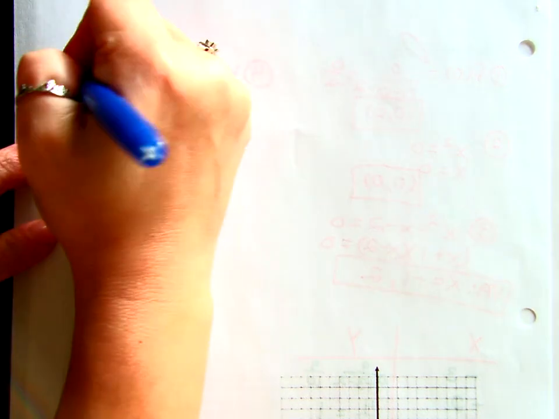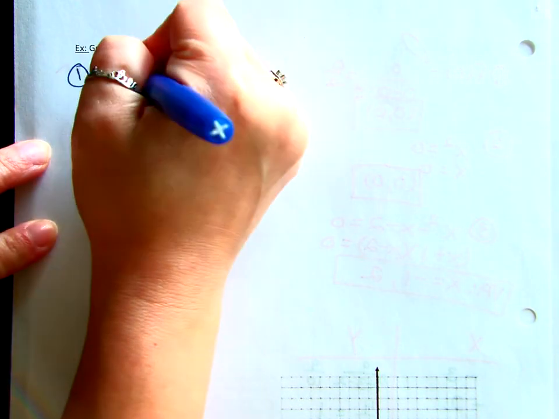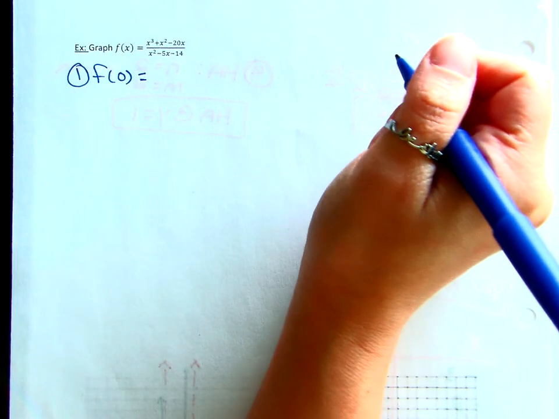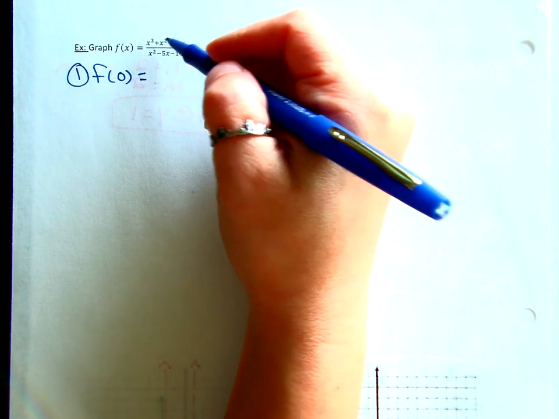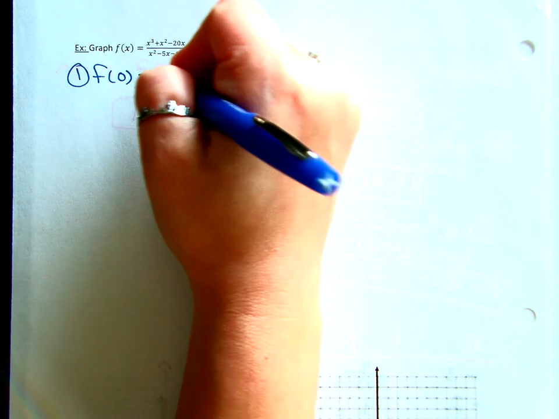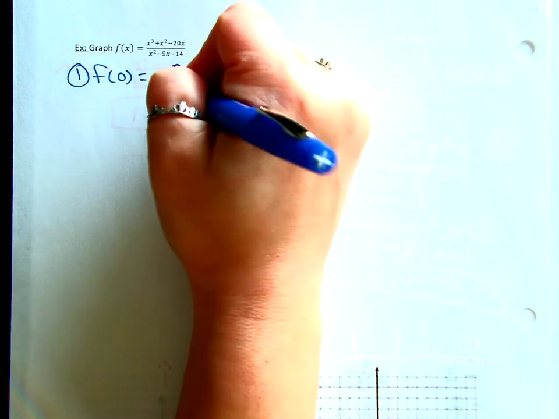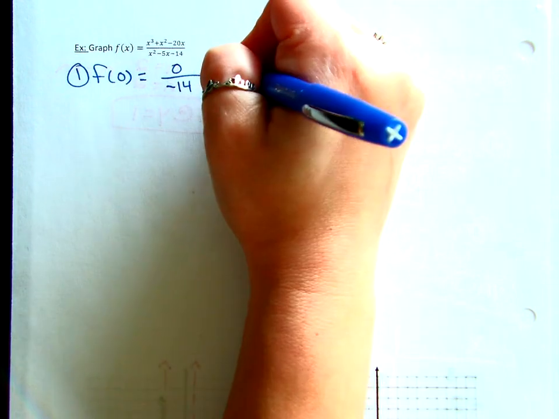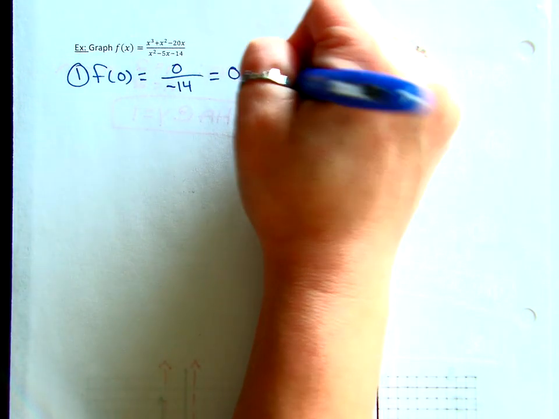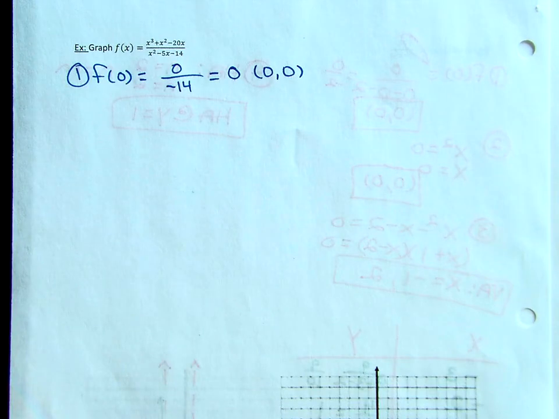So step 1 is where we're going to find f of 0, which means anywhere in this function that there's an x, we're going to have a 0. So on top we have 0, 0, 0. So that's nice. On bottom we have 0, 0, minus 14. 0 divided by negative 14 is 0. Step 1 should always be pretty easy.